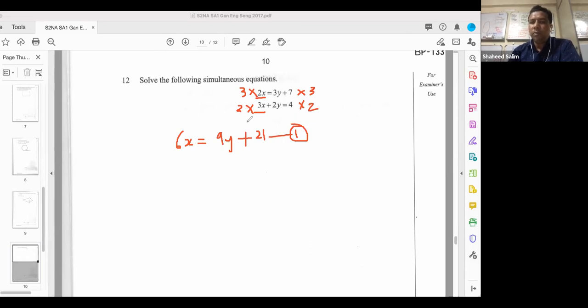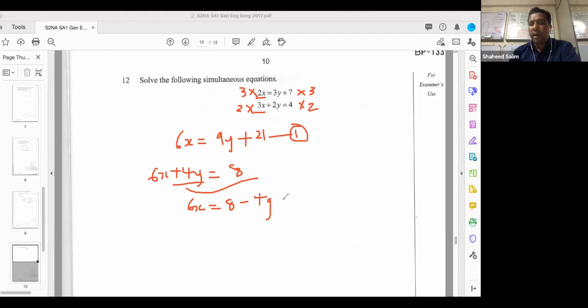Down here now, 2 times 3, 6x. And then 2 times 2, 4y. 4 times 2, 8. Why don't I bring this over there? Then I have 6x equals to something. This one is also 6x equals something. So 6x equals to 8 minus 4y, because plus 4y become minus 4y. Notice, I now make it equation number 2.